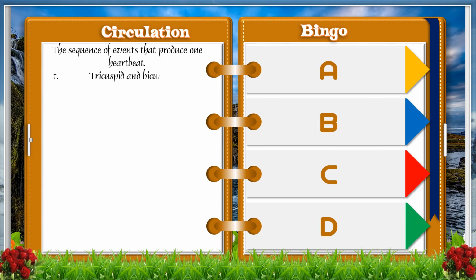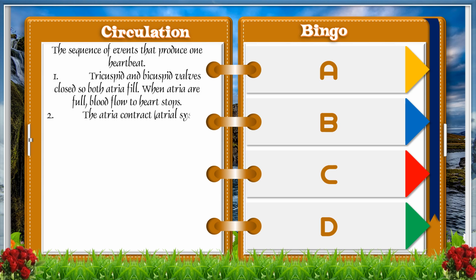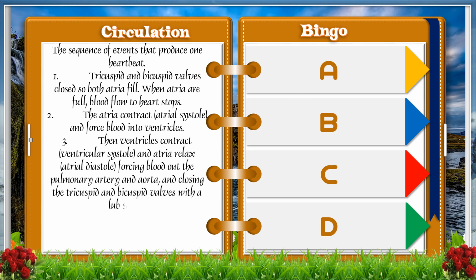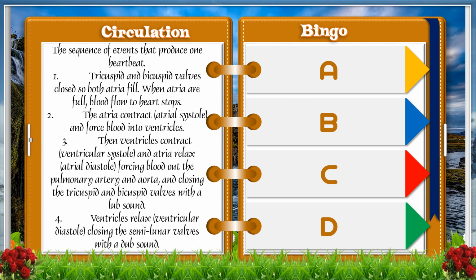The sequence of events that produce one heartbeat. 1. Tricuspid and bicuspid valves closed so both atria fill. When atria are full, blood flow to heart stops. 2. The atria contract, what we call atrial systole, and force blood into ventricles.